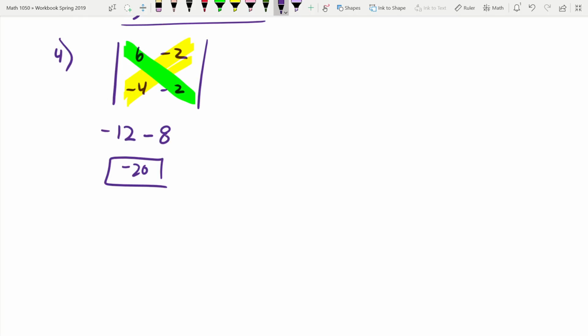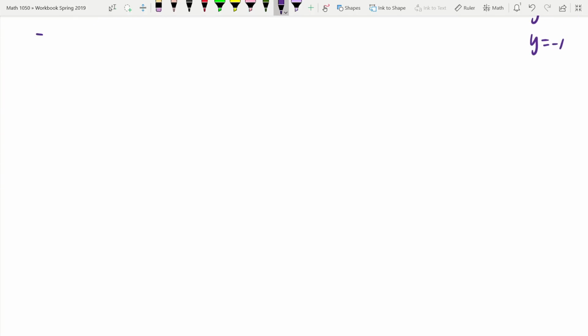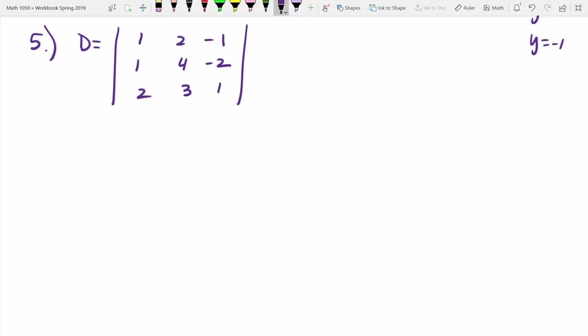Okay, so this one's going to be super long because it's a 3 by 3 and I'm using Cramer's rule. So this one's going to be long. Okay, so set up my D, which is right here. Okay, I leave the left-hand side exactly the way it is. Then I write down my 1. Then remember, I get rid of the row, get rid of the column. What I'm left with is 4, negative 2, 3, 1.